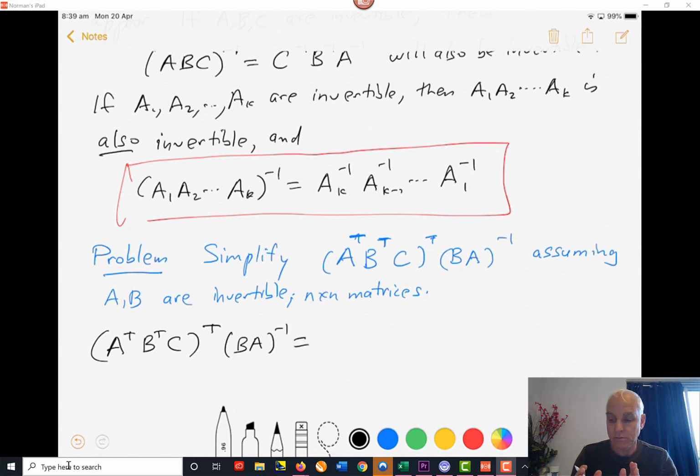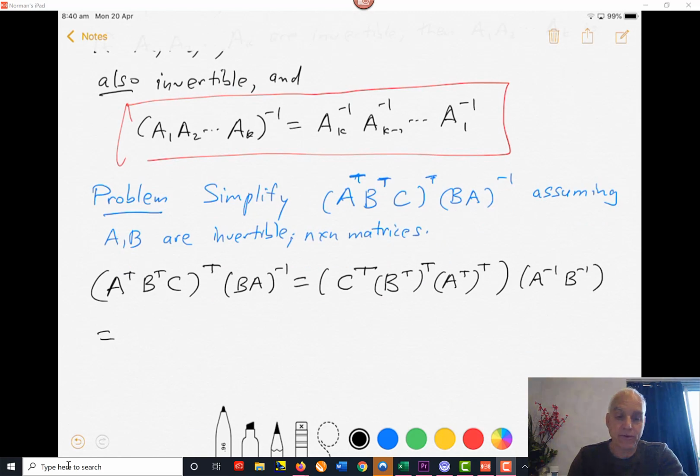So that first expression, the transpose of the product A transpose B transpose C, will be the product of the transposes of the various things, but in the opposite order. So we're going to get C transpose, and then B transpose transpose, and then A transpose transpose. While (BA) inverse is A inverse times B inverse. But now, what is B transpose transpose? If you take the transpose of the transpose, you get back the original matrix. So we get C transpose times B times A times A inverse B inverse. Since B transpose transpose equals B, and so on.